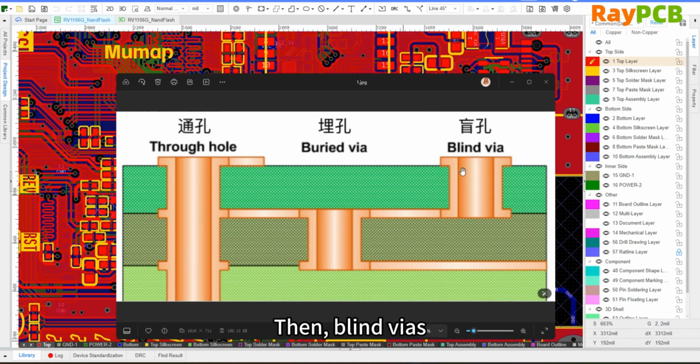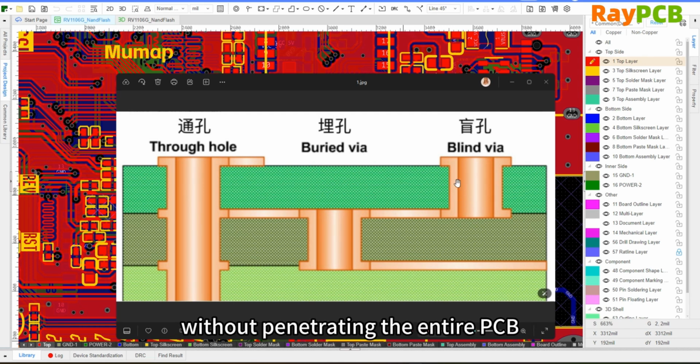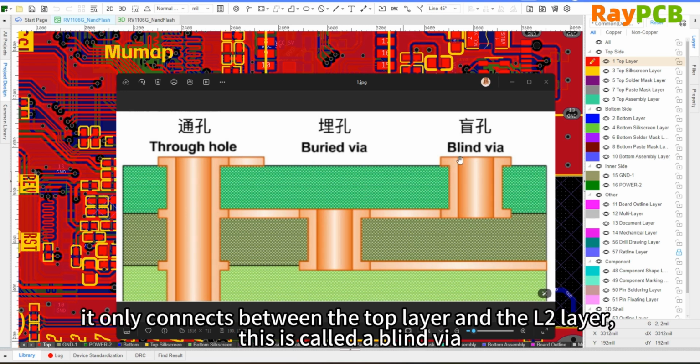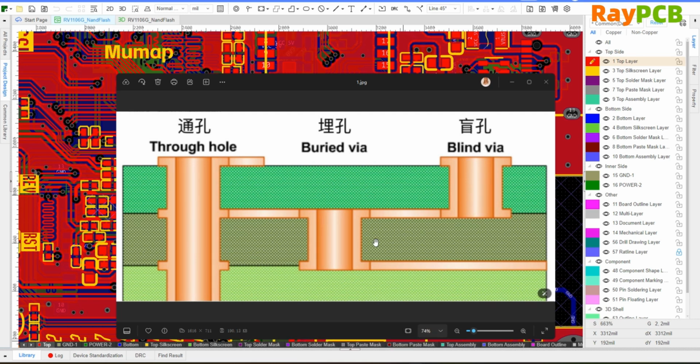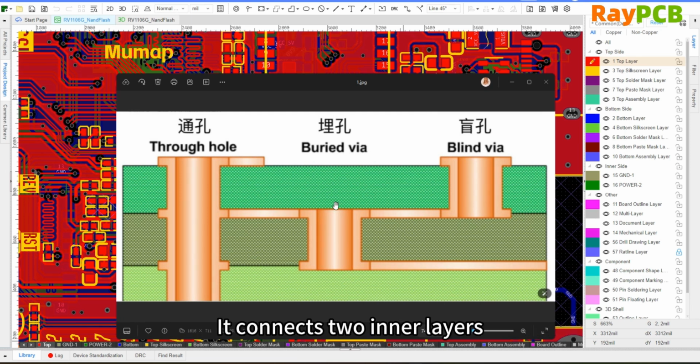Then the blind via is on the right. It connects from the outer layer to an inner layer, but does not go through the entire PCB. For example, on this four-layer board, it only connects between the top layer and the R2 layer, so it's called a blind via. The one in the middle is called a buried via, which connects two internal layers and is not exposed to the outside.